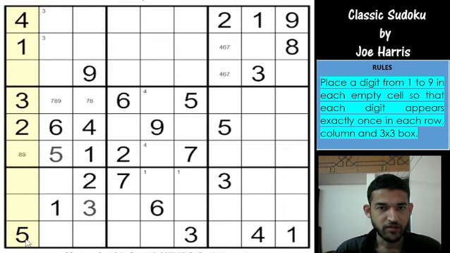Okay, let us look at column 1. 1, 4, 2, 3 and 5. The remaining digits are 6, 7, 8 and 9. So this would be 6, 7, 8. This has to be 6, 8, 9, and this has to be 7, 8 and 9.